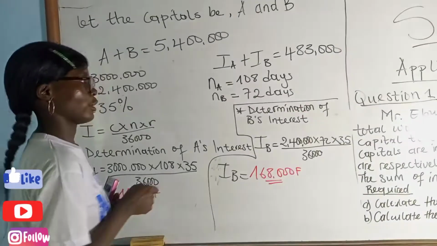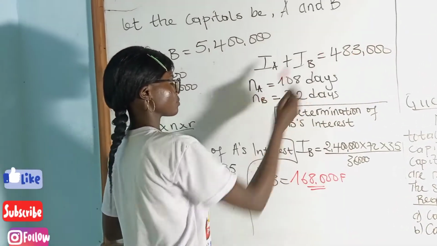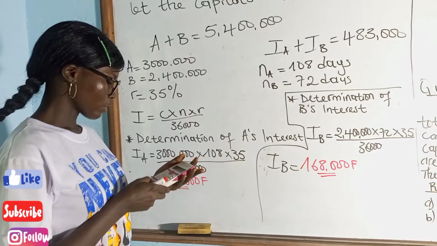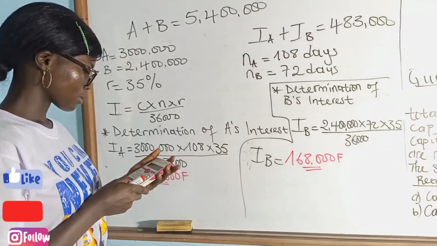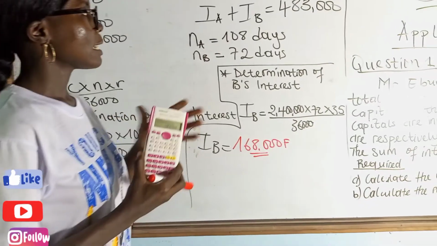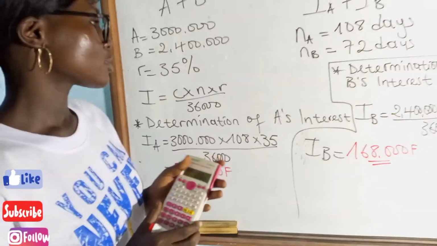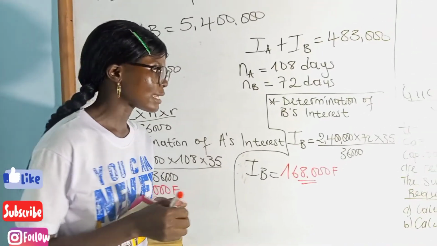For you to know whether you're correct, if you add this plus this, it must give you this. Let's try. 315,000 plus 168,000 is 483,000, which is this. So that proves that we are correct.